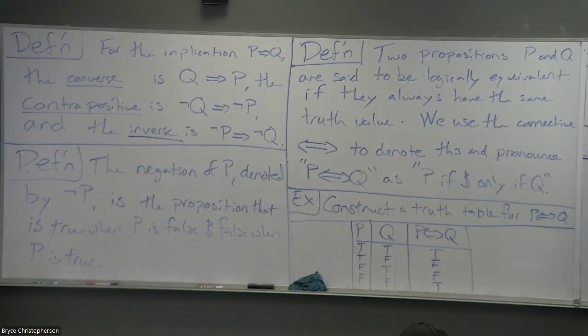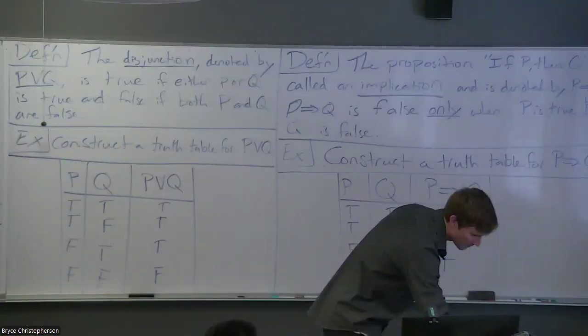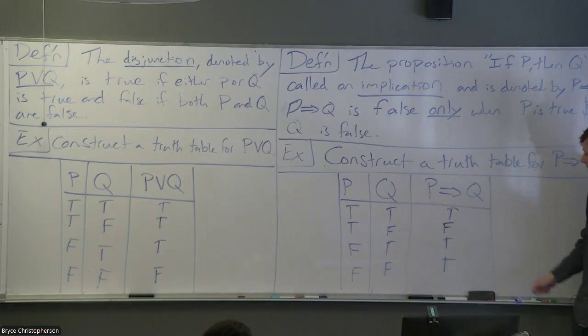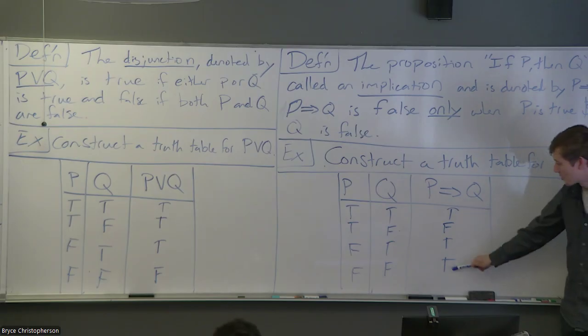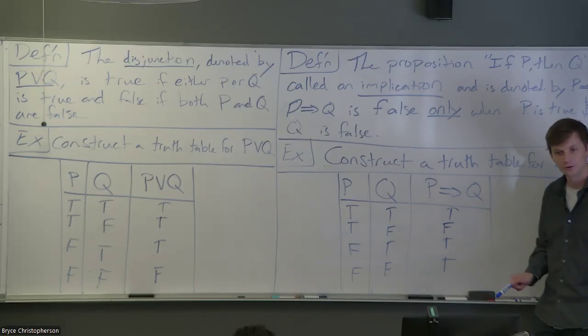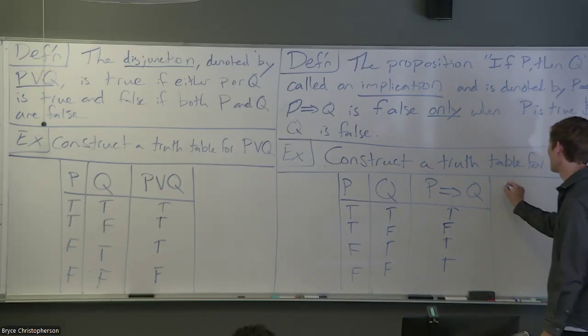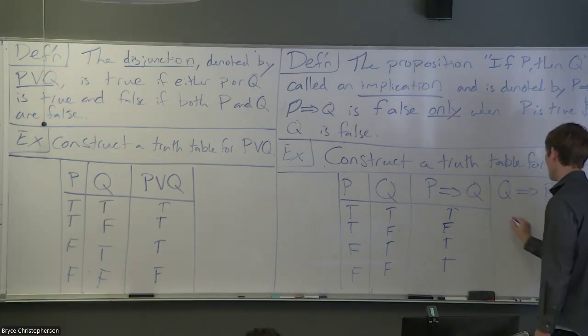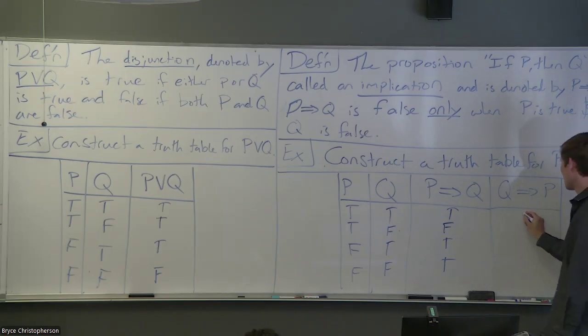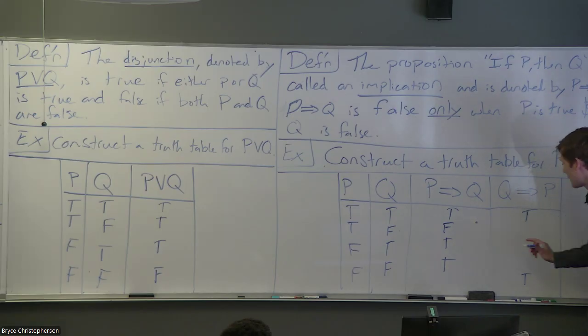Over here, you see this implication. Notice this one is true when both are true. It's true when both are false, but it's false when one is. Let's do Q implies P in the next column. What goes on when Q implies P? Well, the first row and the last row are still going to be true. These two will just flop.